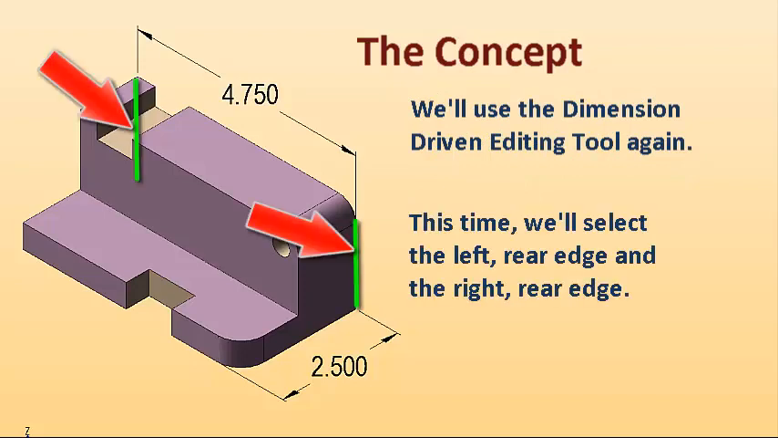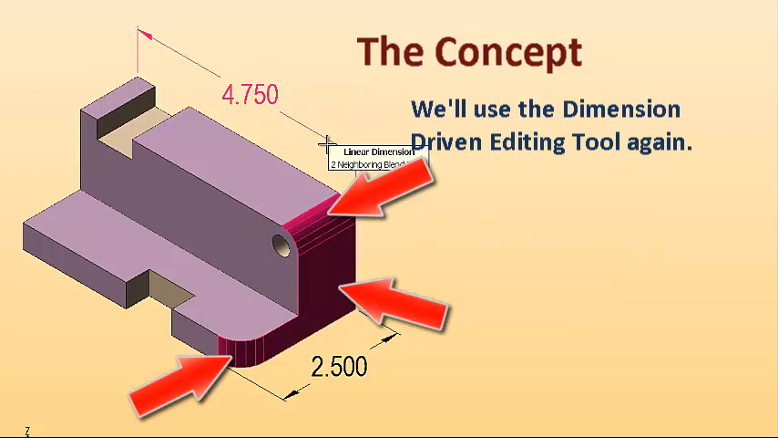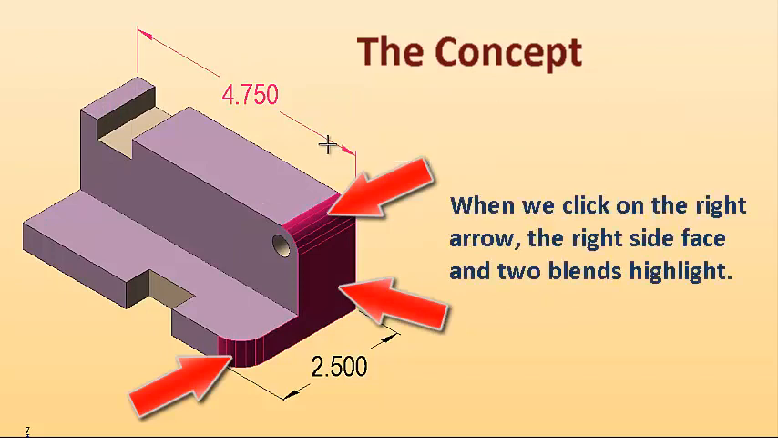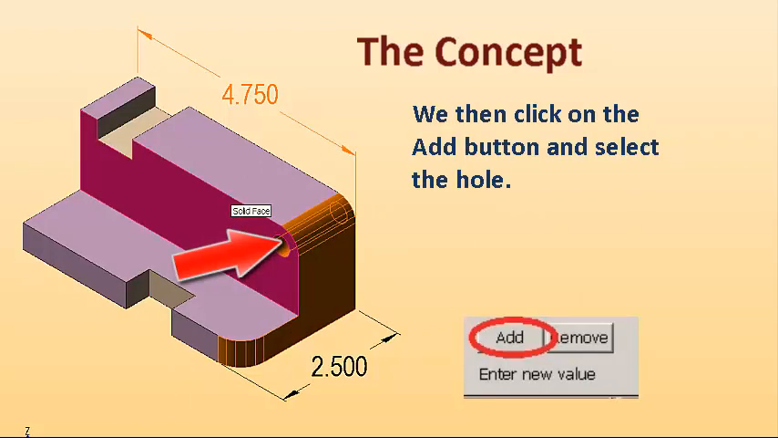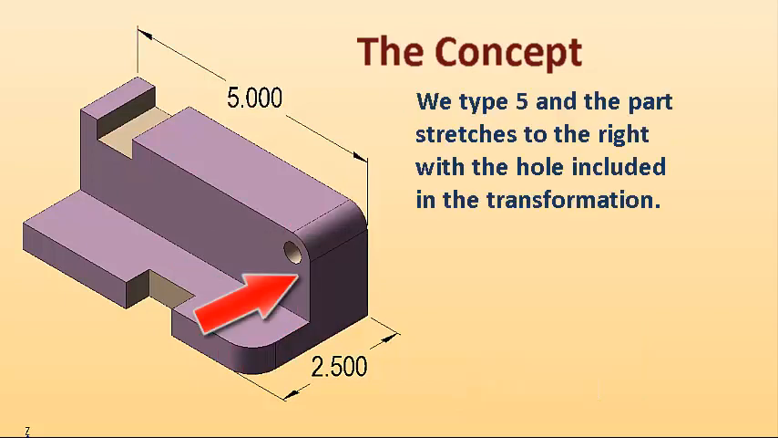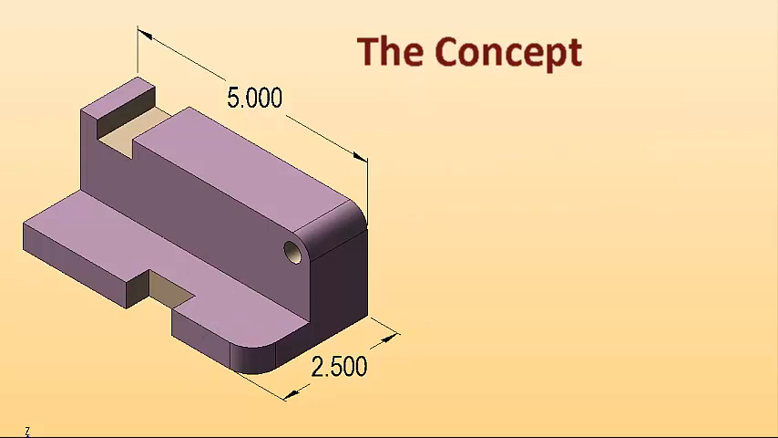Let's use the dimension-driven editing tool again, and we'll create a dimension for the length of the part, edge to edge. Now notice when we click on the right arrow, the right side face and blends highlight. We can click on the Add button, select the hole to add it to this group. Now when we type 5, the part stretches to the right and the hole stays concentric to the corner blend.